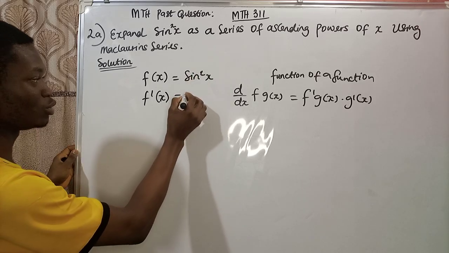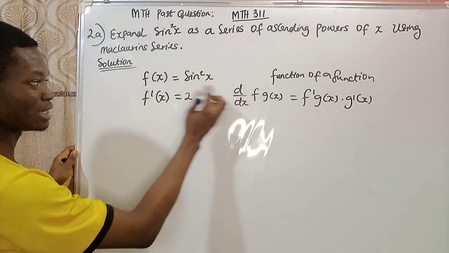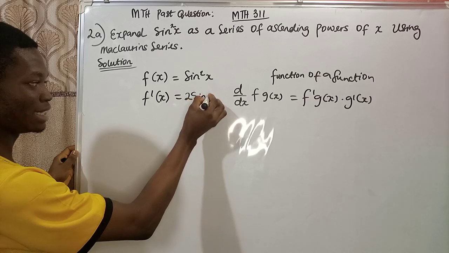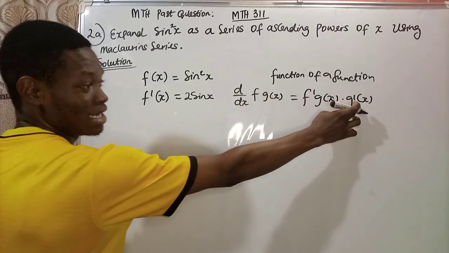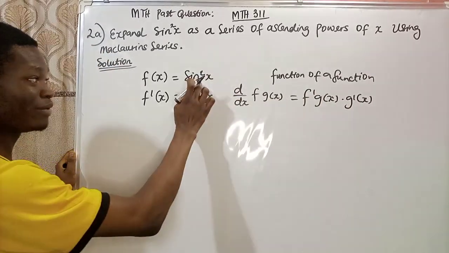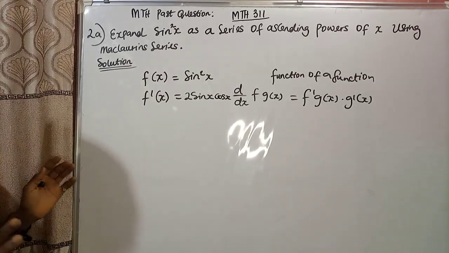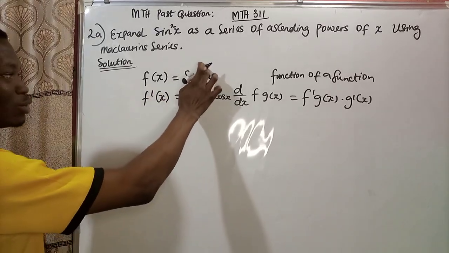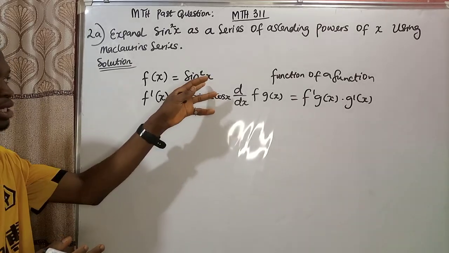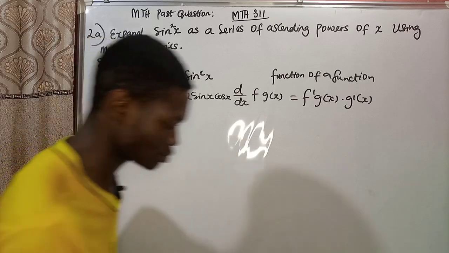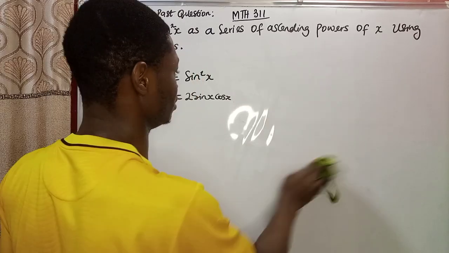When you differentiate, it will now be 2. Are you seeing it? We keep this g of x constant. We have 2 sine x. Now, when we differentiate this g of x at the second place, when we differentiate sine x, we get cos x. You see it now? It's very simple. Just differentiate this first one here, then keep this one constant and differentiate the second one. You get your answer. So you can still use chain rule and solve it. You still get the same answer.